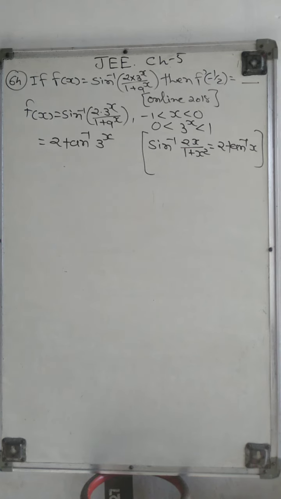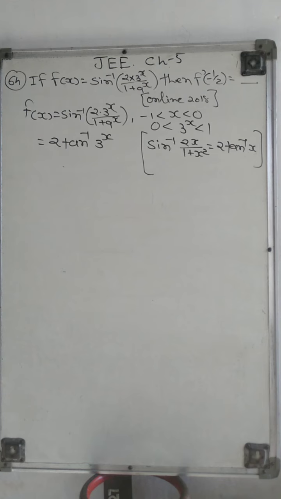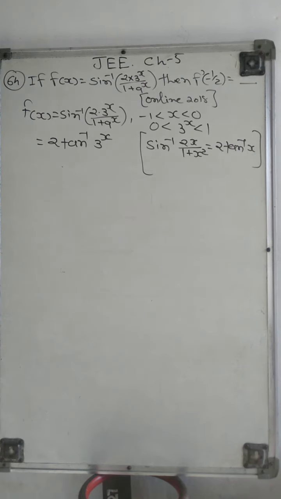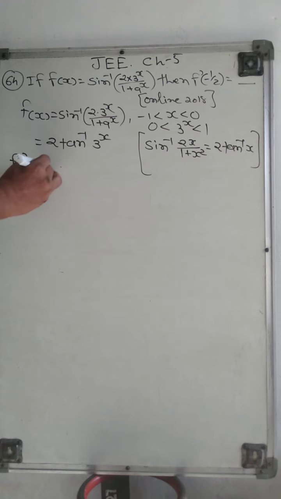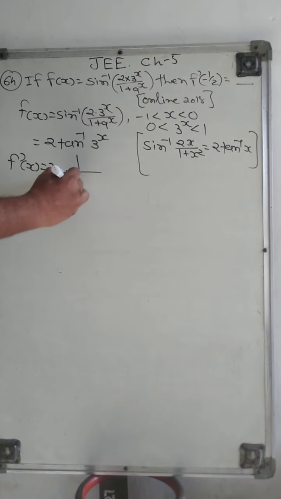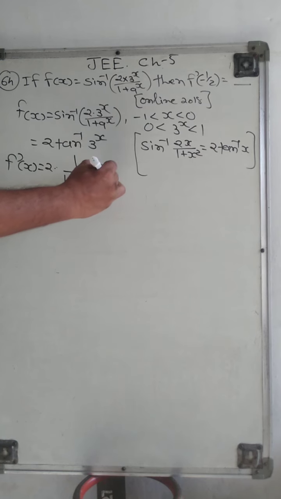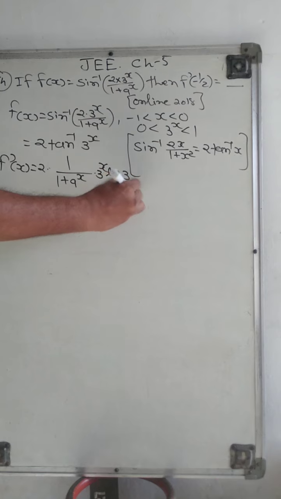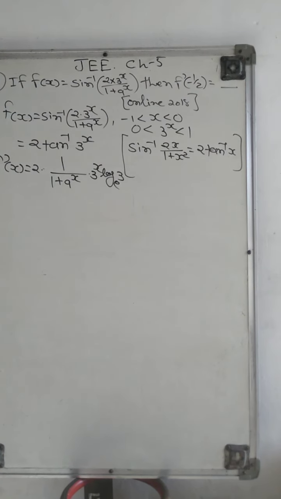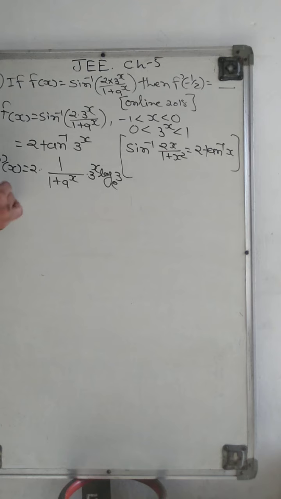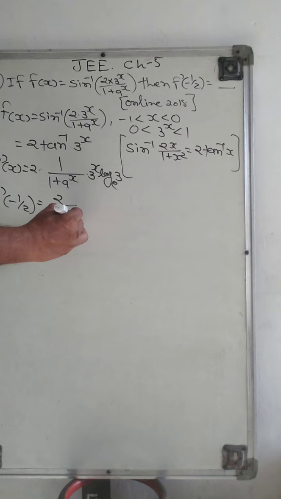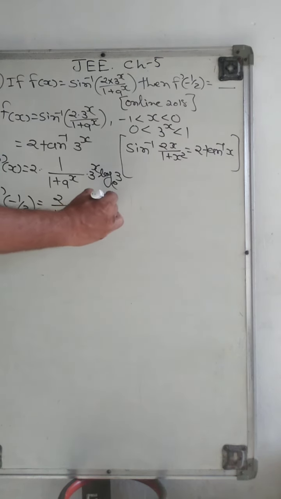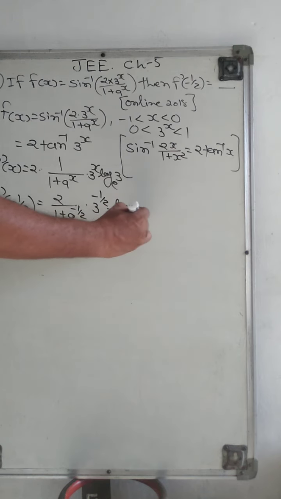Now if we want to find the derivative of this function, then we have f dash x equal to 2, we put outside, tan inverse derivative: 1 upon 1 plus 9 raised to x into the derivative of 3 raised to x, which is 3 raised to x log 3 to base e. Now here we want to find at minus 1 by 2. So here we put f dash of minus 1 by 2, which is 2 upon 1 plus 9 raised to minus 1 by 2 into 3 raised to minus 1 by 2 into log 3 to base e.